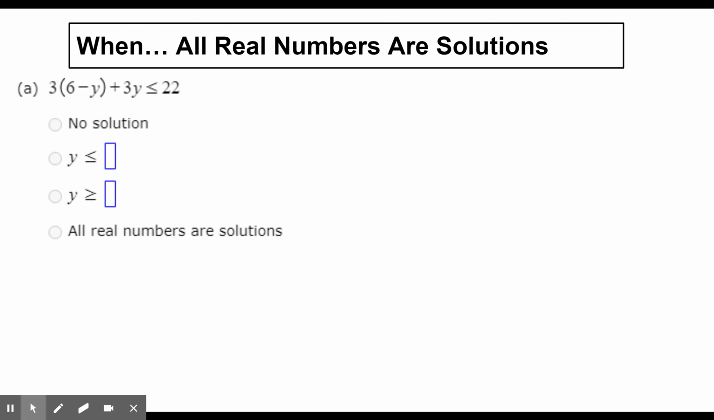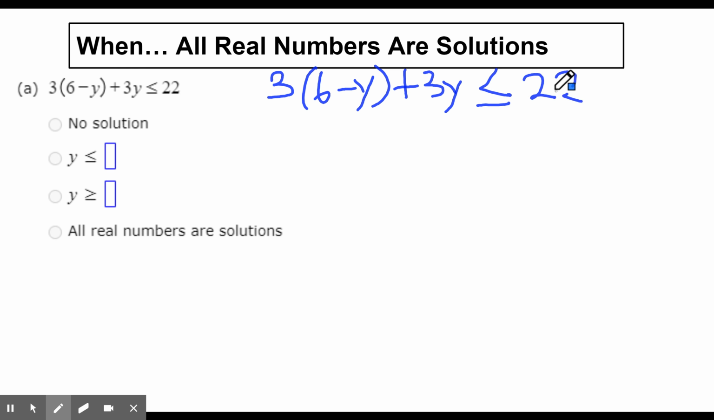Okay, last example, when all real numbers are solutions. So we have 3 times some number, 6 minus y in parentheses, plus 3y is less than or equal to 22. We immediately go into simplifying, specifically the left side. We've got 3 times 6, which is 18. We've got 3 times negative y, which is negative 3y. And I'm going to bring down my plus 3y and everything else that I have.